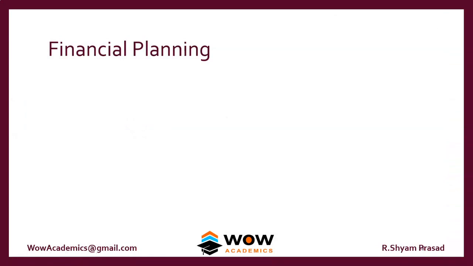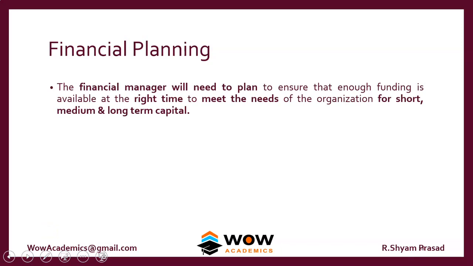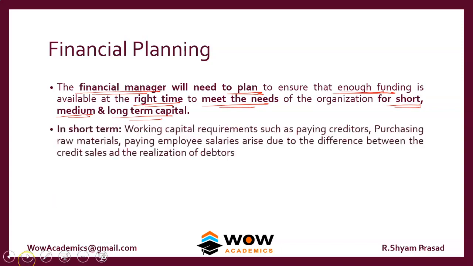So we'll start with financial planning. So what does a financial manager do? See, financial manager is the person who ensures that the company always has finance over in the short term and also in the long term. So he is the person who plans to ensure that the company has enough funding at the right time to meet the needs of the organization for the short term, medium term and also for the long term capital. So he has to decide the source of it, the timing of it, the cost of it, and which source of finance has to be raised. So it is a very crucial decision.